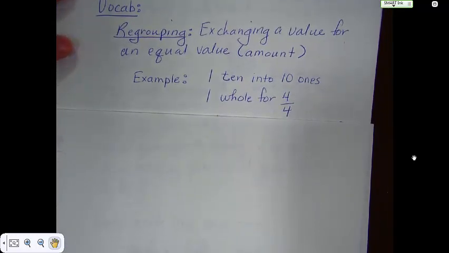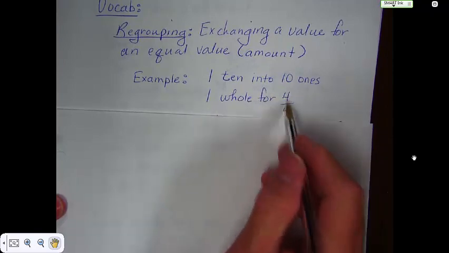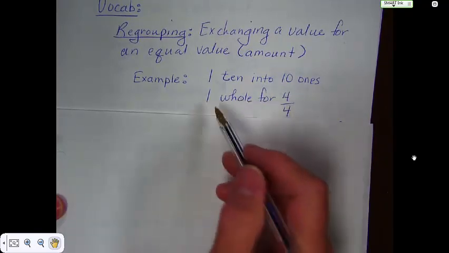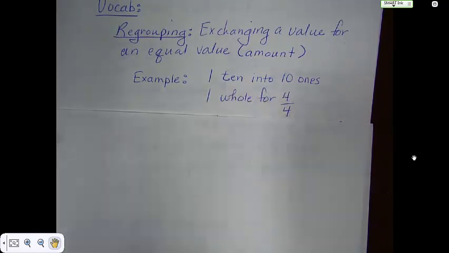Or 1 whole for 4 fourths. 4 fourths really means 1, you know that. And 1 and 4 fourths are exactly the same. But you know, we use those interchangeably, like when we're multiplying to try to find equivalent fractions. We multiply by 4 fourths, which is really just 1. I call that my well-chosen 1.